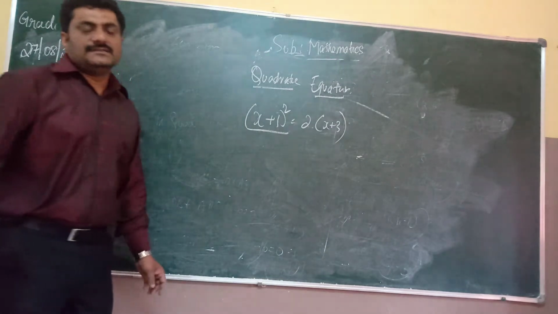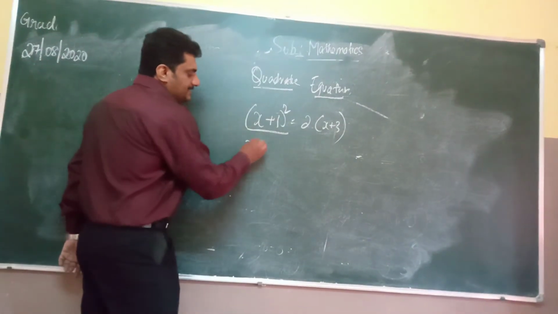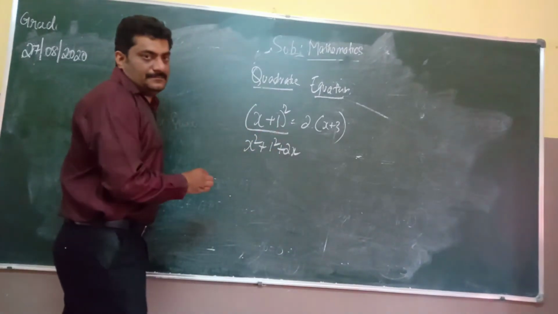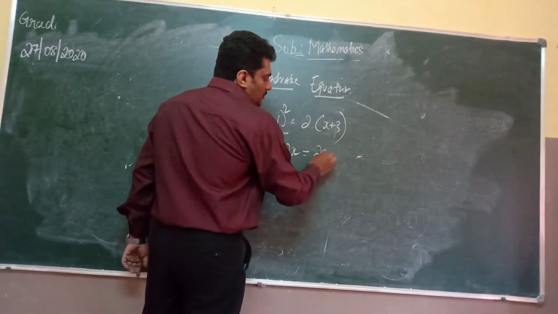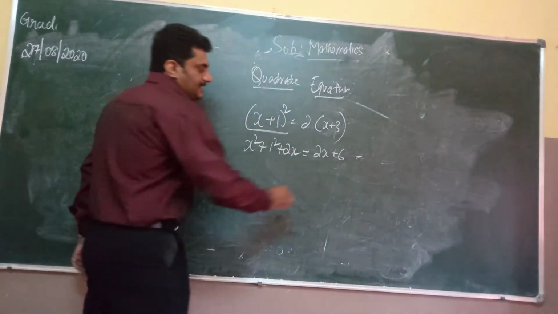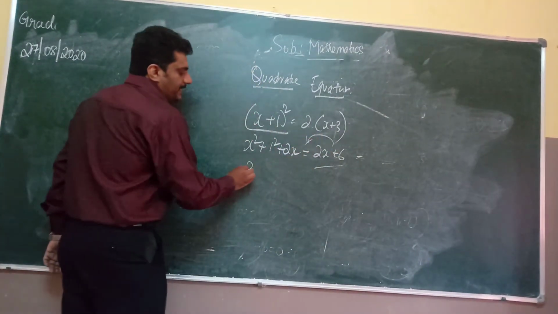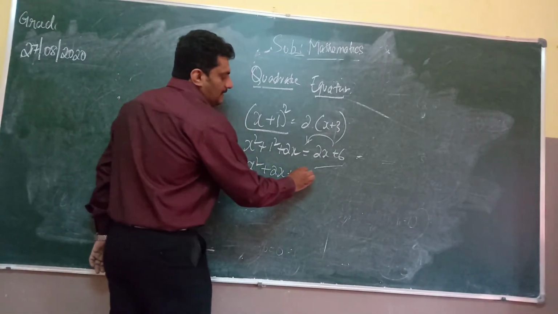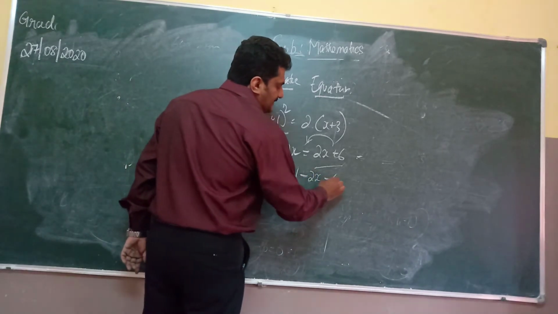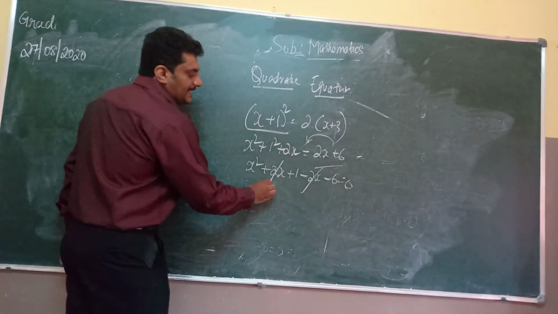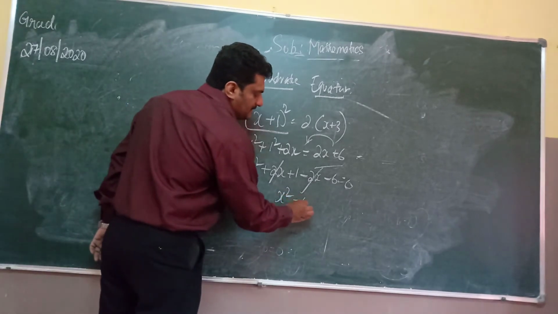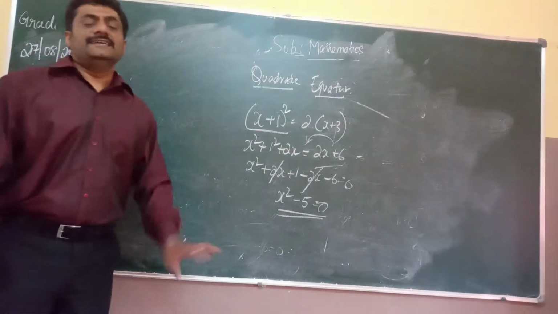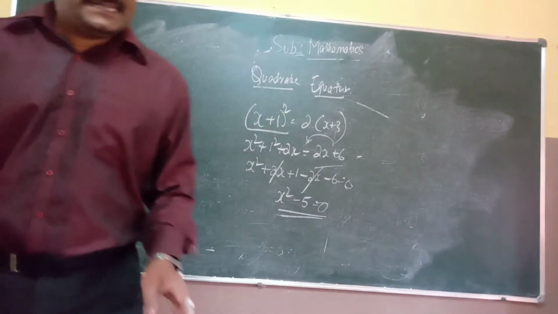How do we expand this? a plus b whole square is a square plus b square plus 2ab, is equal to 2x plus 6. Get everything here. You get x square plus 2x plus 1 minus 2x minus 6 is equal to 0. These two get cancelled, so you are left with x square minus 5 is equal to 0. Is this a quadratic equation? Yes, it is a quadratic equation. This is how you simplify.